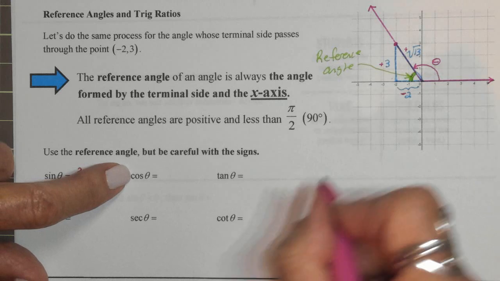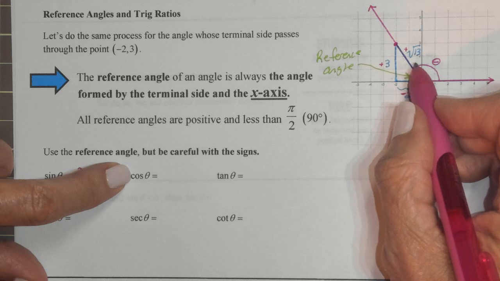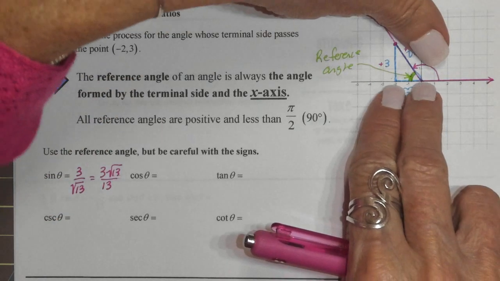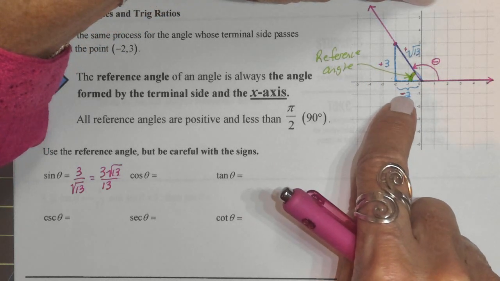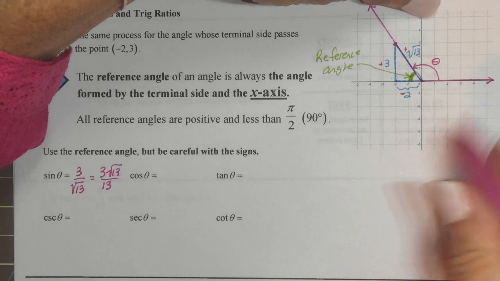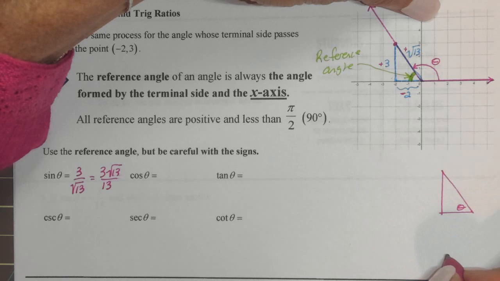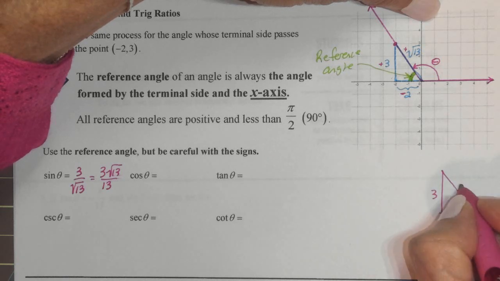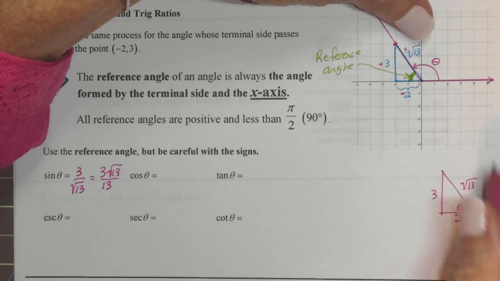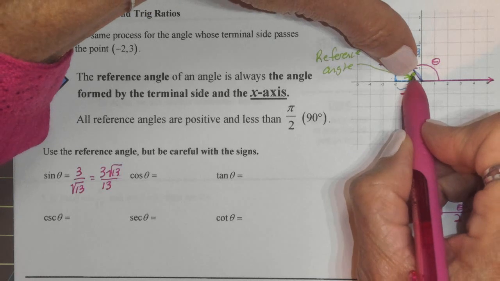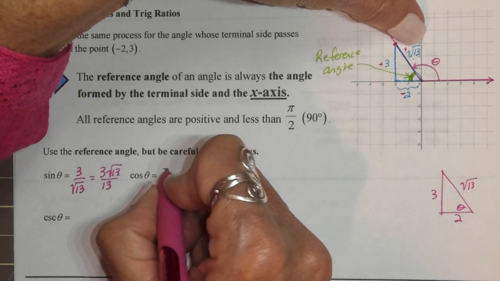Cosine of theta. Well, cosine is adjacent over hypotenuse. If this was just a triangle, not in the coordinate plane, that would not have a negative on it, would it? It would just be a 2. If I just gave you a triangle, this would not be a -2 length. It would be 2. Right? But we are on a coordinate plane. This is theta. Cosine of this reference angle is going to be -2 over square root of 13.